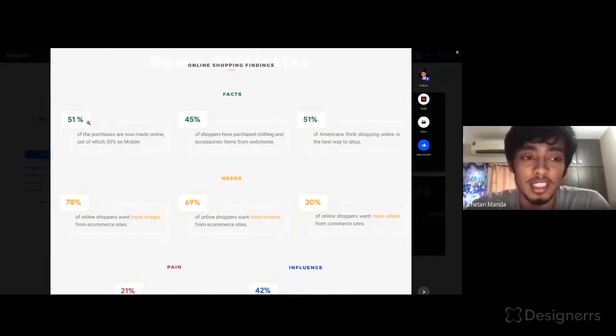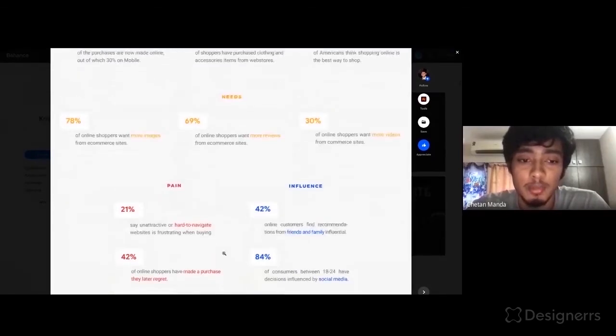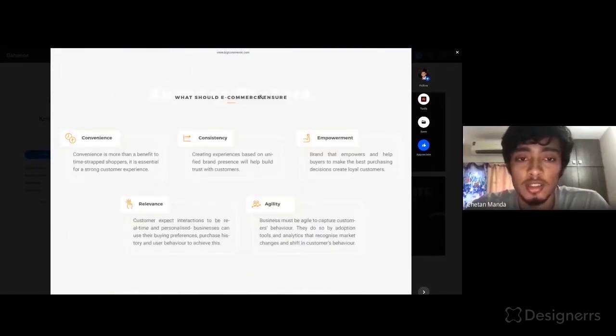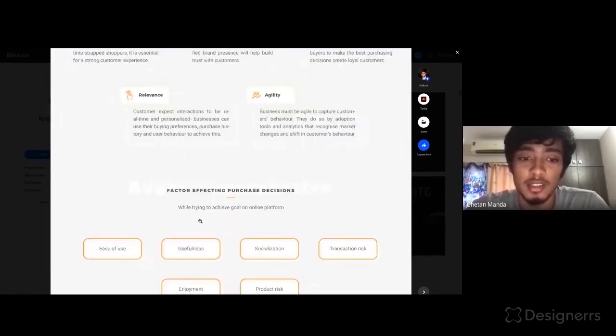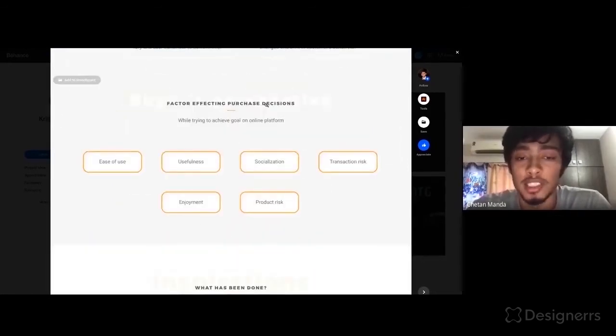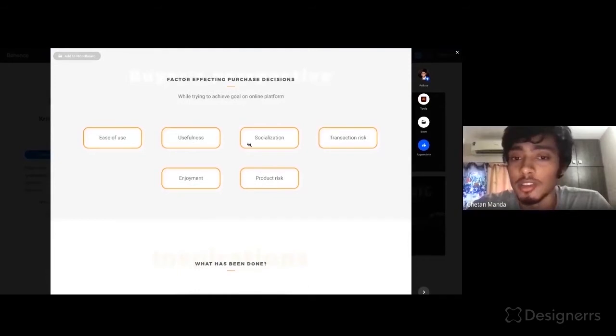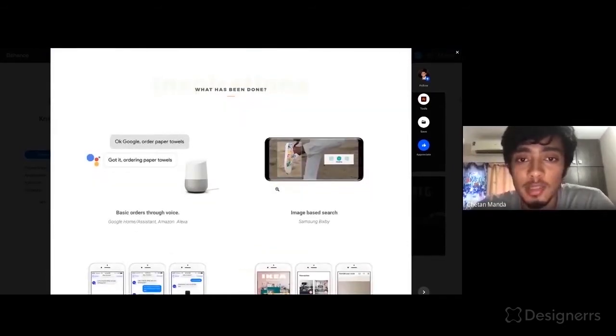Adding metrics helps me easily scan through things: facts, needs, pain, influence. What should e-commerce ensure so that it is successful? Okay, brownie points for this again. He's supported everything with icons, so this is great. Relevance, agility, empowerment, consistency, convenience. What affects a buyer when they are purchasing something on an e-commerce platform? These are a few usefulness factors. And he's mentioned what he has been inspired by.